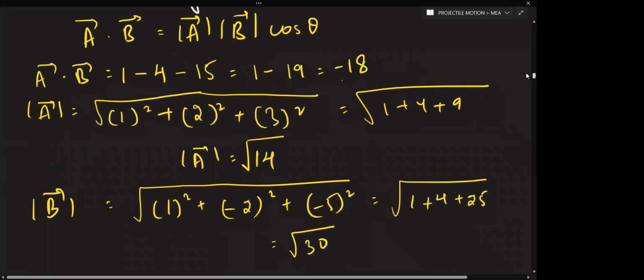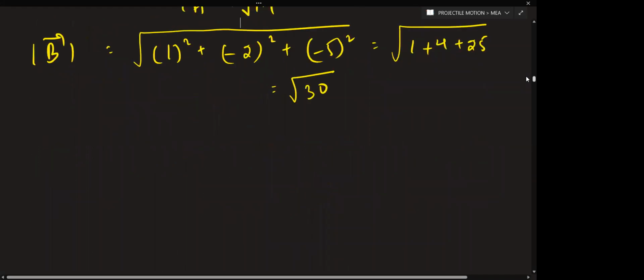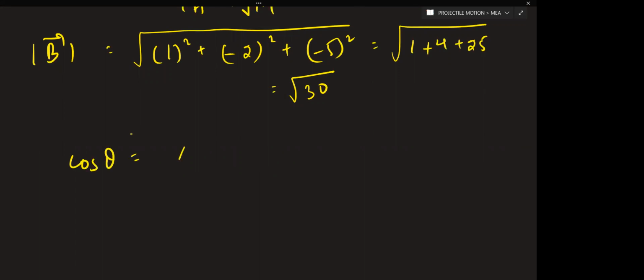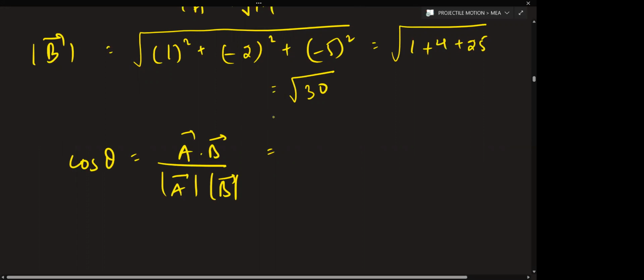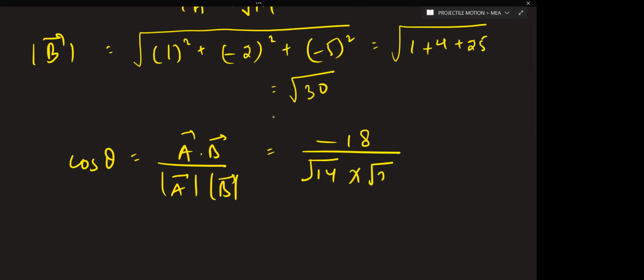Now cos theta will be equal to what? Cos theta will be equal to A dot B divided by magnitude of A and magnitude of B. A dot B came out to be what? Minus 18. And this is under root 14 multiplied by under root 30. So you can write minus 18 divided by under root 14 into 30. Just see, whatever 14 into 30 is, that will be your complete answer. That will be the value of cos theta.